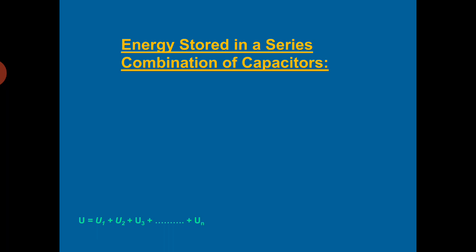First of all, come to the series combination. Now we know in series combination, the effective capacitance is given by the sum of the reciprocals of the individual capacitors. That is, if we have n capacitors connected in series, then 1 by C equivalent, the reciprocal of the effective capacitance, is equal to the sum of the reciprocals of the individual capacitances. So 1 by C1 plus 1 by C2 up till 1 by Cn will give you 1 by C equivalent.